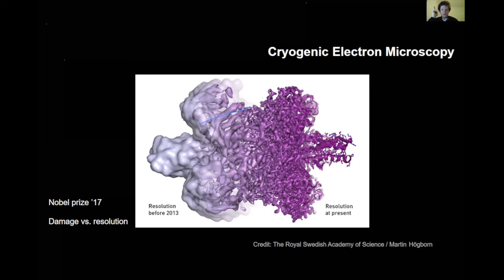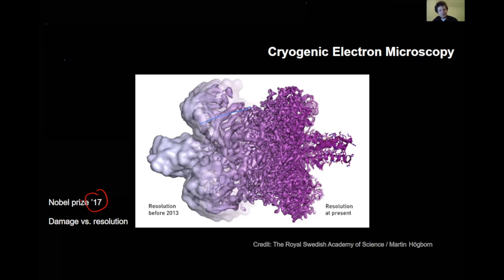So this technique won the Nobel Prize in 2017, but there's still a problem to it, namely that you can only take one single picture, because while you look at the structure that you want to study, your beam destroys it, right? So you can only look at it once, and of course you would love to be looking at it many times so that you could make a movie and see how this protein machinery actually works, right?